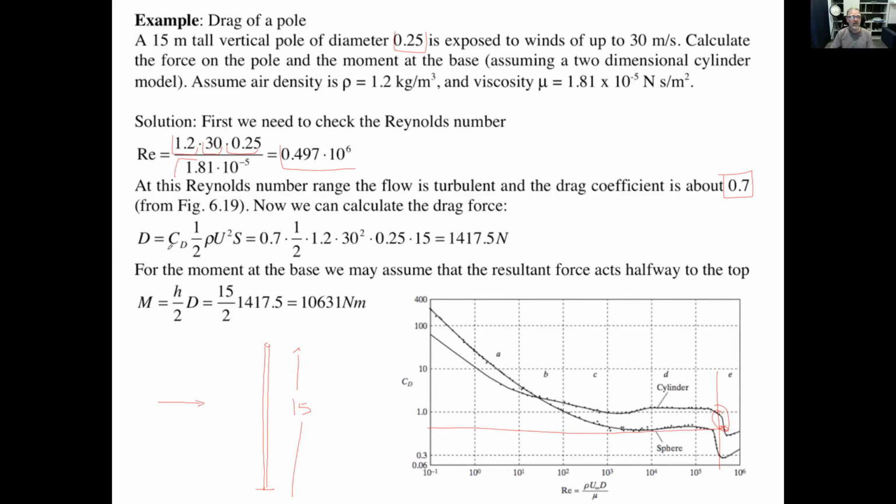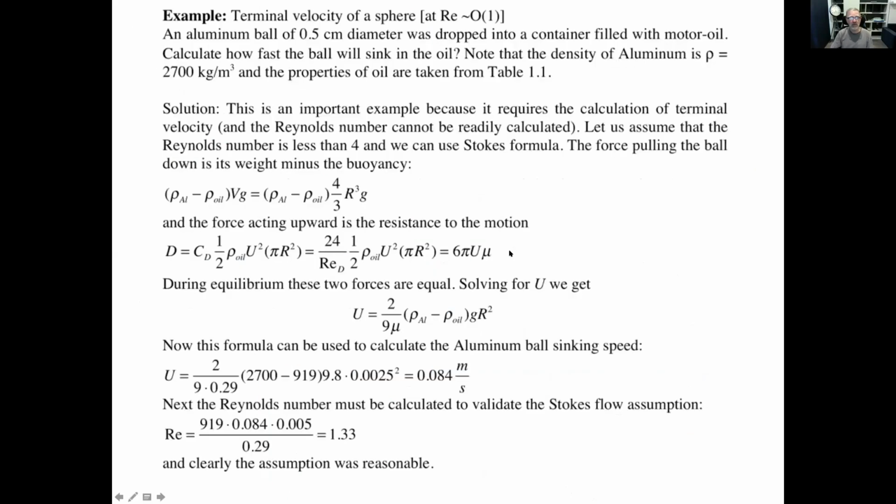And therefore the drag is CD, which we calculated, and the dynamic pressure, and then the frontal area. Okay, so how much is the frontal area? It's the height times the diameter. So that's the frontal area, that's S. So we have CD, half rho velocity square, times S, and it gives us 1417.5 Newton.